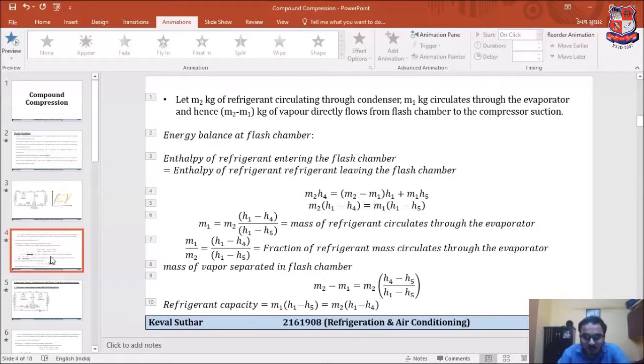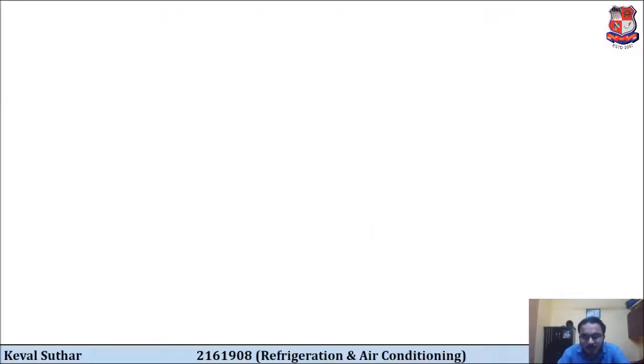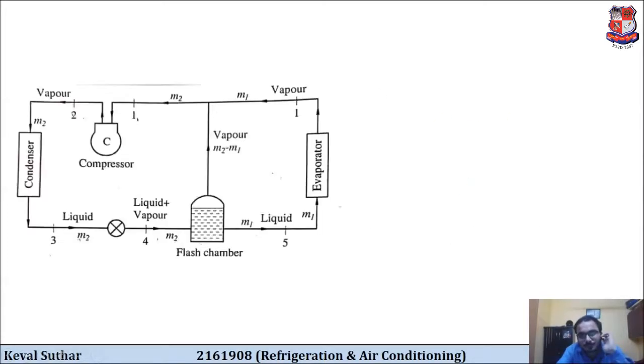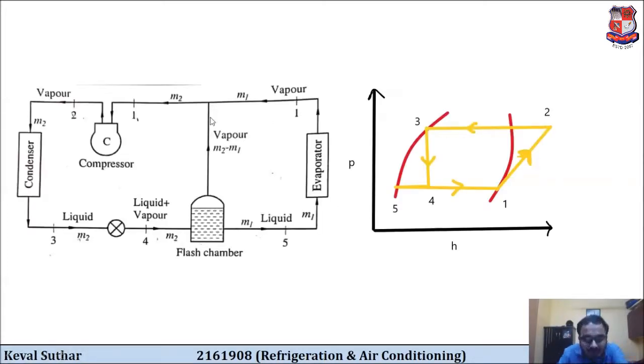And if you see what is the benefit of having a flash chamber here, is that you are actually reducing the mass which is passing through the evaporator. So you are reducing the burden of the evaporator, so there will be a reduction of size. That is the main advantage of having a flash chamber. Otherwise, thermodynamically it will be the same as our simple cycle.